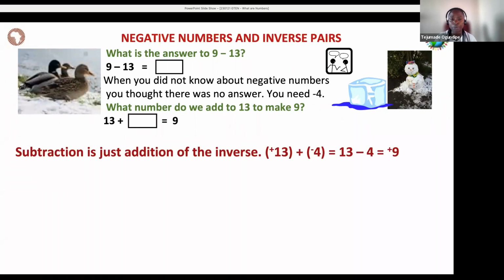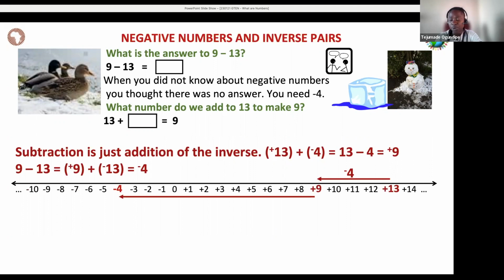Now let's look at it. What number do we add to 13 to make 9? What number will you add to 13 to make 9? So you will need negative 4 for it to be 9. So subtraction is just addition of the inverse. If we have 4, the inverse will be negative 4. And let's look at this one: 13 plus negative 4 equals 13 minus 4 equals 9.